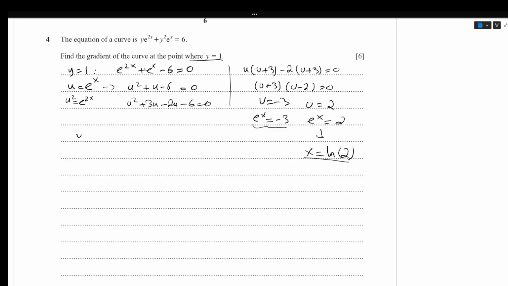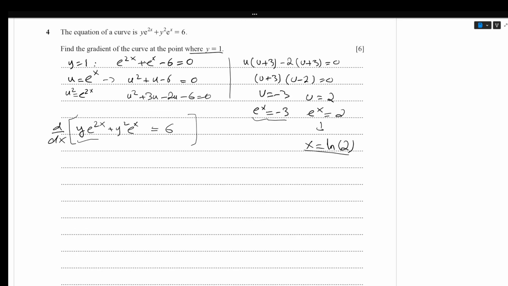Now we just need to differentiate the equation. y e to the 2x plus y square e to the x minus 6 is equal to 0. What we can do is differentiate the whole equation by x. I can write it like this as well. Okay, so when we differentiate this, we'll go with the product rule. First we need to differentiate y with respect to x, which is simply dy by dx, and e to the 2x. Then we need to differentiate e to the 2x with respect to x, which is 2e to the 2x, and then y as it is will come.